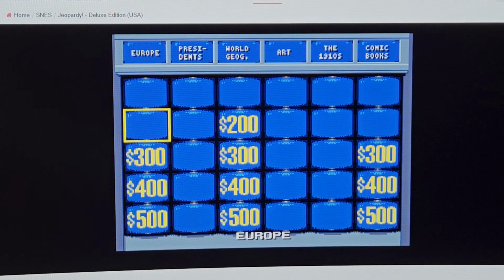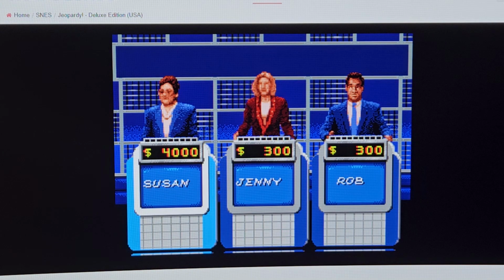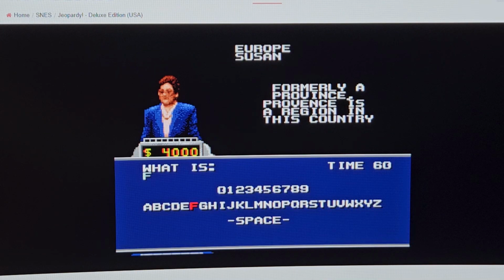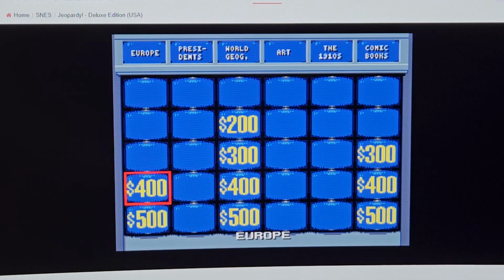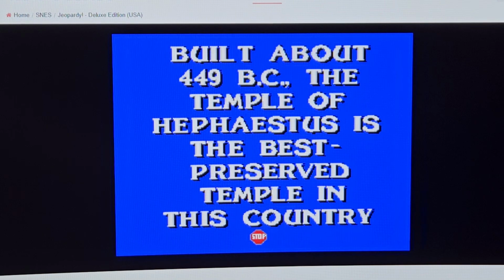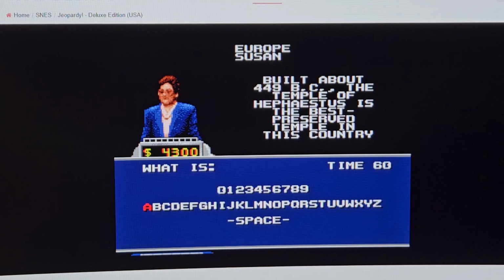$300 on Europe. The answer is... Formerly a province, province is a region in this country. What's France? $400 on Europe. The answer is... Built about 449 BC, the Temple of Hephaestus is the best preserved temple in this country. What is Greece?